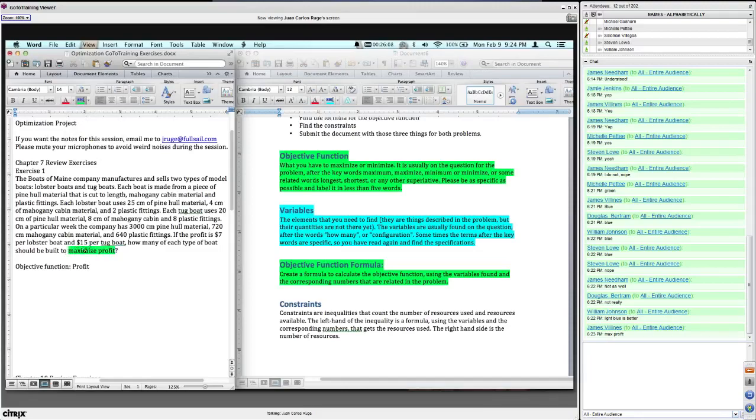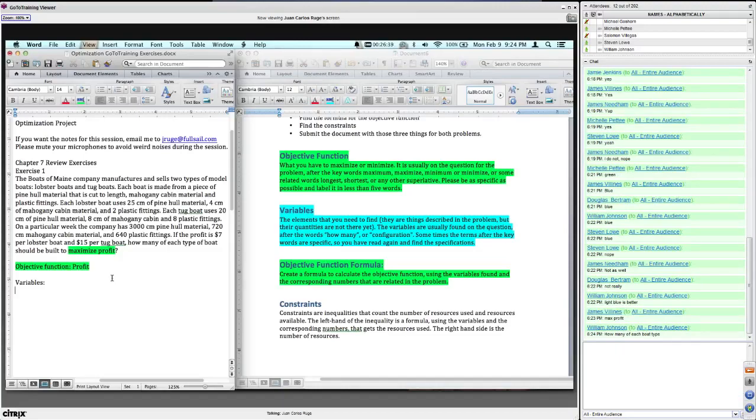So here is the problem, you can see it. And on the setup, you can see that's an objective function. Okay. Now, the variables. What things you don't know that help you to calculate the profit? What things you don't know the amount of and they can help you?